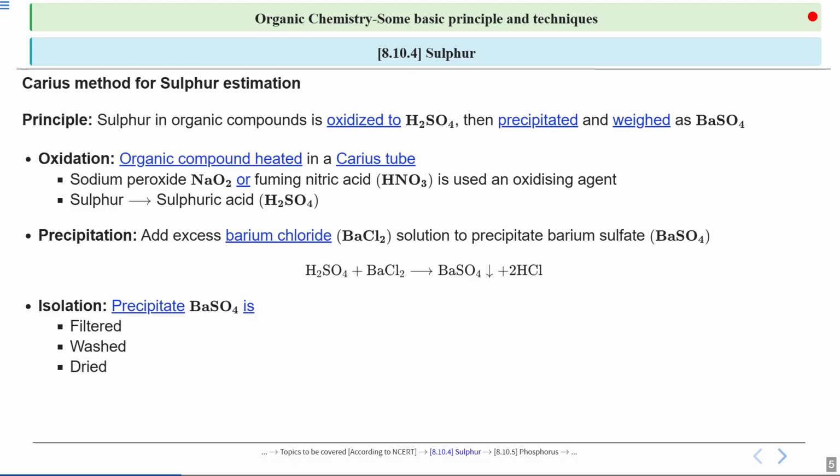Next, once washed, the precipitate is dried. This step removes any remaining moisture, ensuring accurate weighing. Lastly, we weigh this dried precipitate. This weight allows us to calculate the amount of sulfur originally present in the organic compound. So these are the steps for sulfur estimation. Now let us look at the details.